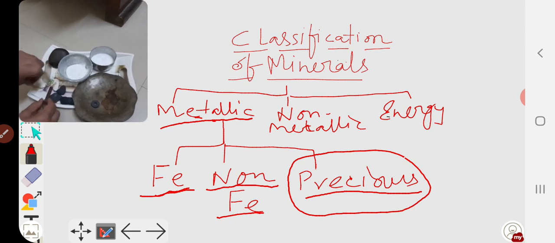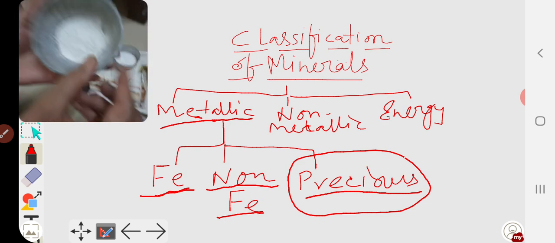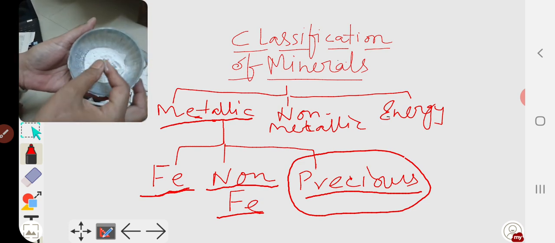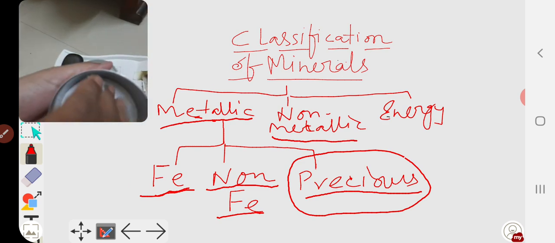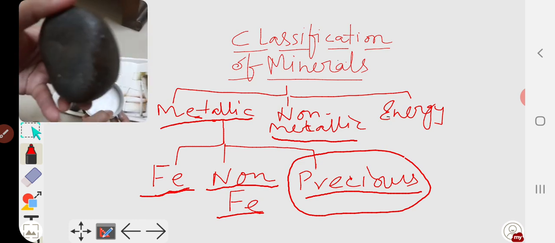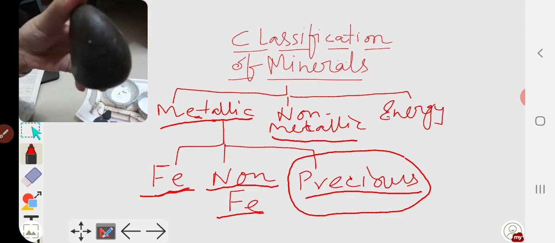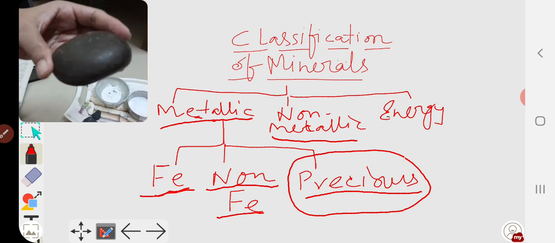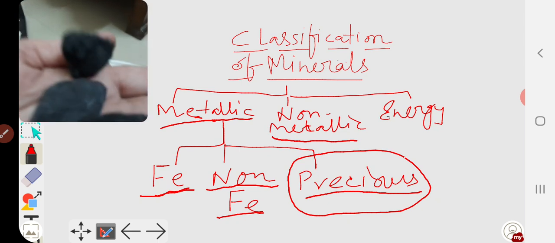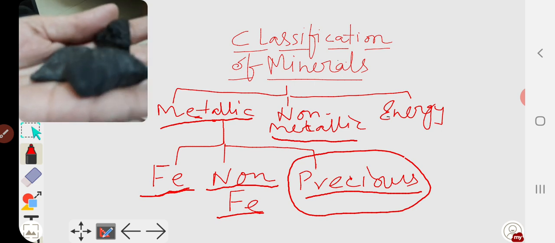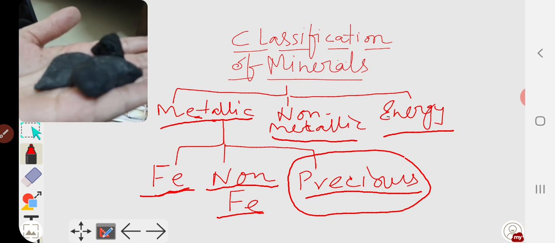Now next we'll move to this. You can see this is talcum powder. It's the softest mineral. Here you can see salt, and here it's a piece of granite. So these are minerals, but what are they? These are non-metallic minerals. Now this one is a piece of coal. When we burn it, it gives us energy.